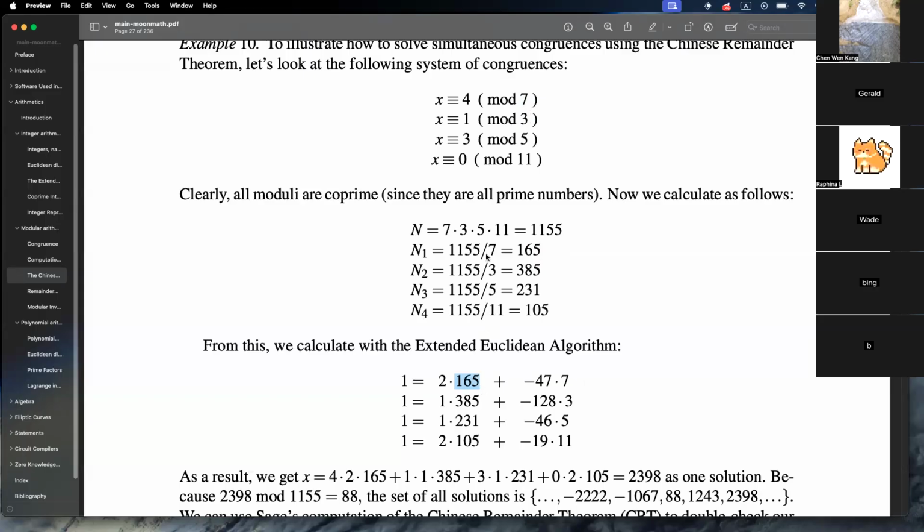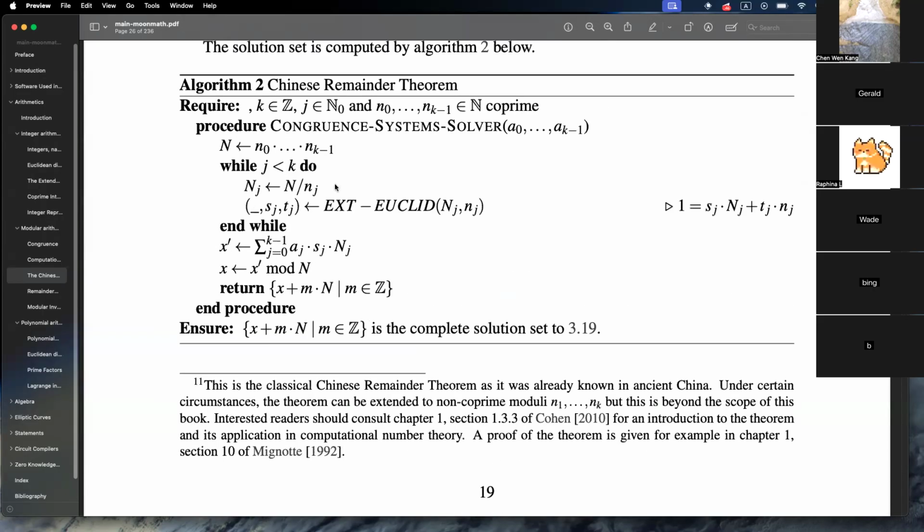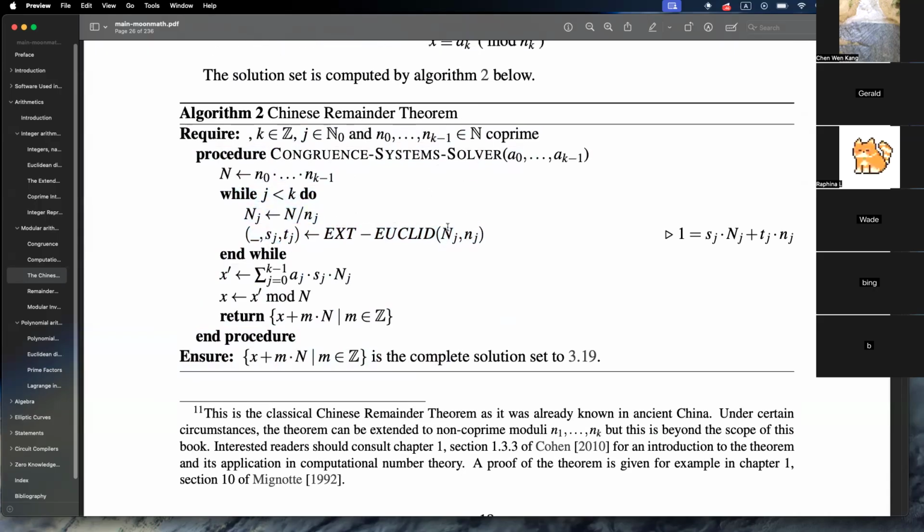165 is obtained via this division, right? This 117 times this is essentially the product of all this modular. And by dividing by 7, you get essentially this value. This value is not exactly the result of what we've done just now, but they are trying to essentially do these steps here. So this is the more algorithmic way of doing it.